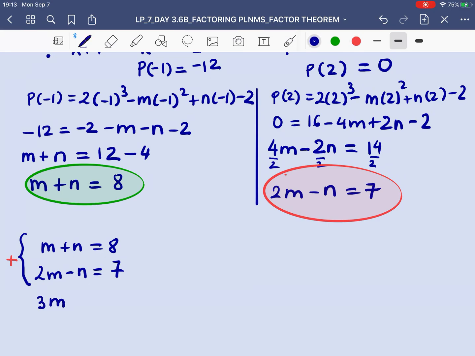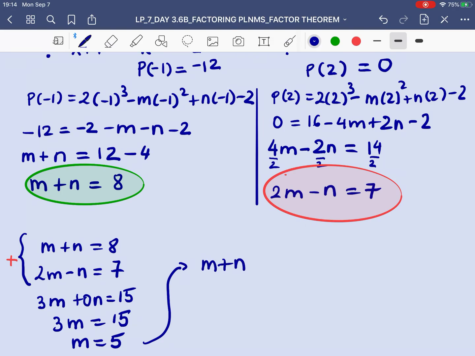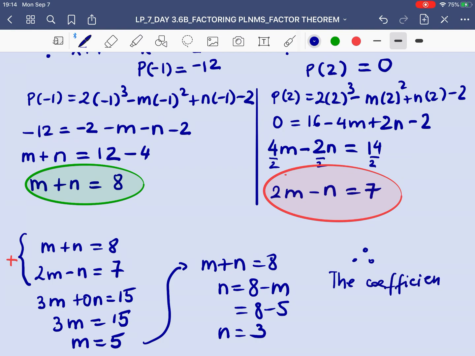So we have m plus 2m, 3m plus 0n equals 15. If 3m equals 15, that makes m equal to 5. If m equals 5, then knowing that m plus n is 8, n equals 8 minus m, or 8 minus 5, so 3. Therefore, the coefficients are m equals 5 and n equals 3.